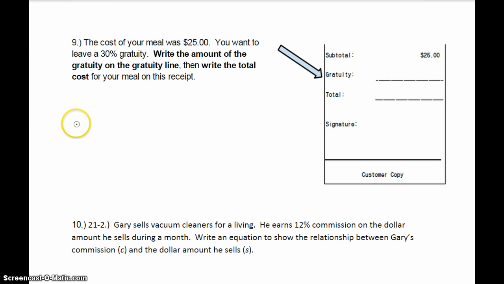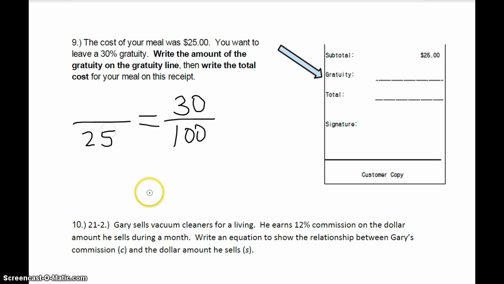Gratuity is a fancy word for tip. So I want to tip 30% of the cost of my meal, $25. I want to tip 30% of that. So you might be able to do this mentally. You'd still have to show how you did it. But I can solve this proportion. Here's my missing value. So 30 times 25 divided by 100. And I get a gratuity amount of $7.50.